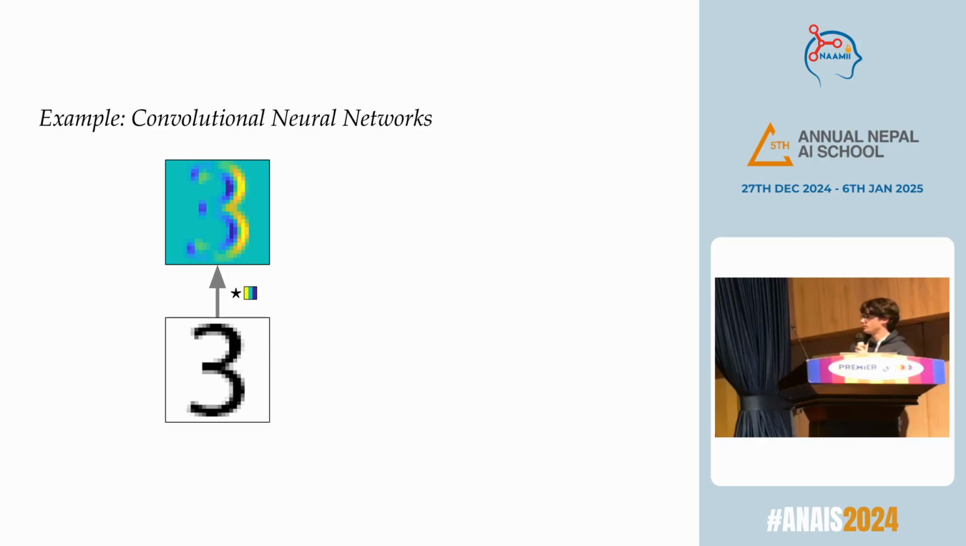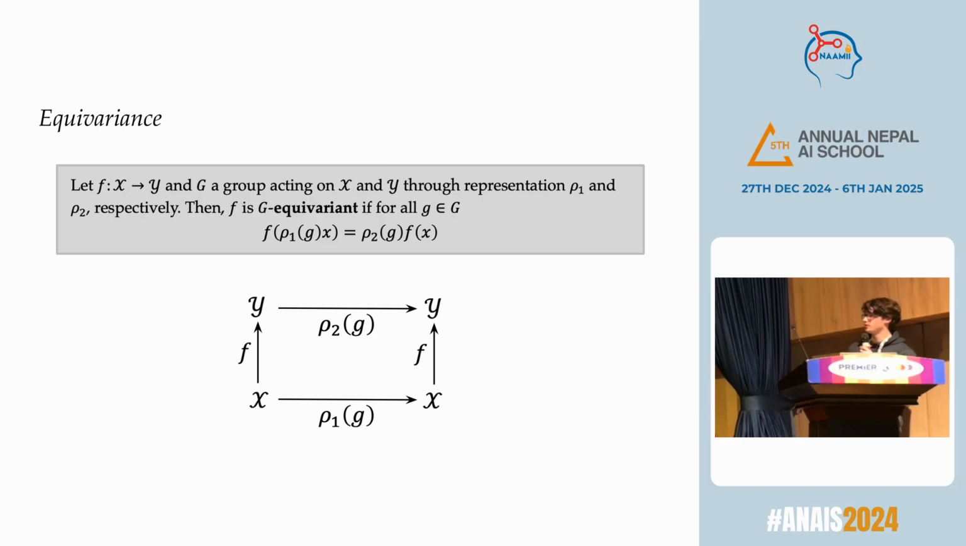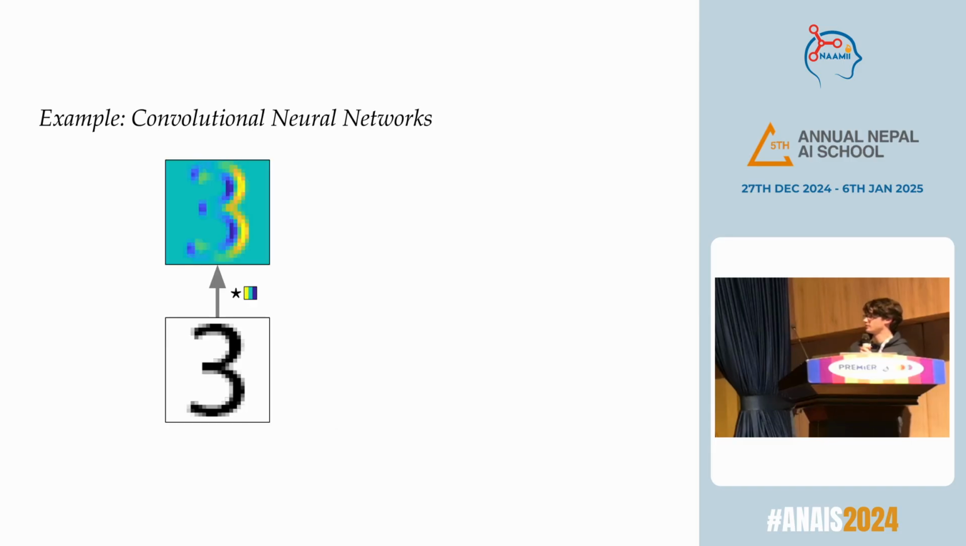In the case of convolutional neural networks, we have some input image. In this case, it's just a grayscale image of a 3. Then we apply convolution over the image with some filter, and this is the activation that we get as a result. If we shift the input, the activation looks like the original activation shifted. This goes back to what we had before: the input here, let's think of it as a 3, and the transformation is shifting, or translating, the 3 to the right. We can translate it, then apply the filter, and we get the same result as applying the filter and then translating.